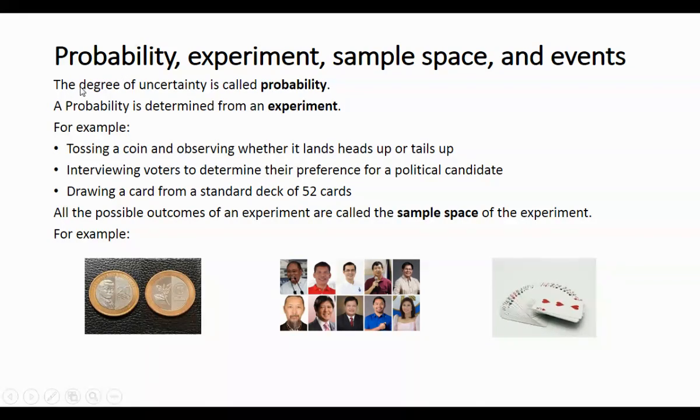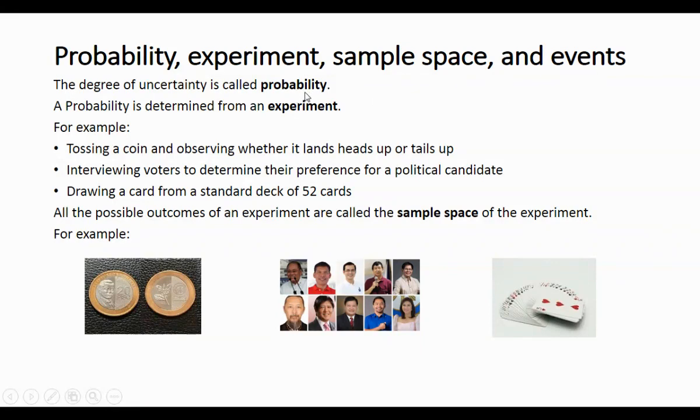If you're going to simply define what probability is, this is simple. The degree of uncertainty is what we call probability. Anything could happen. When you're talking about probability, it is simply uncertainty because we don't know what's going to happen. We're going to define the following terms: probability, experiment, sample space, and events.